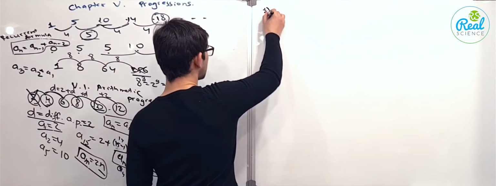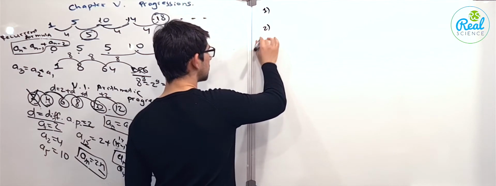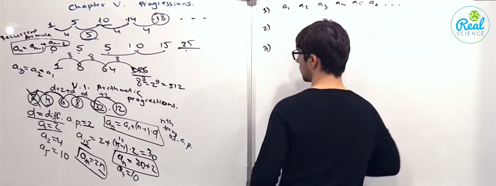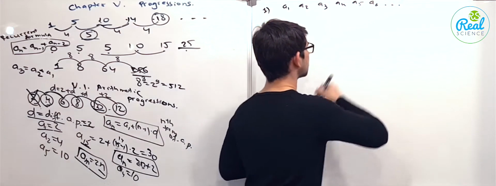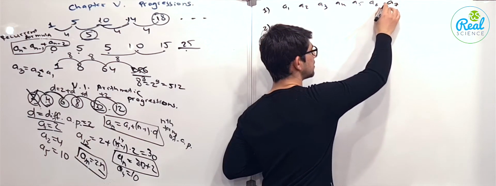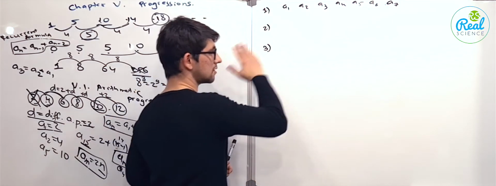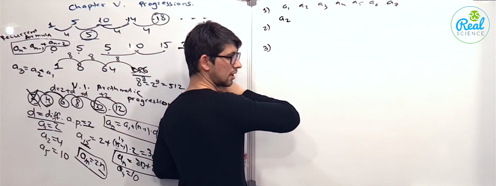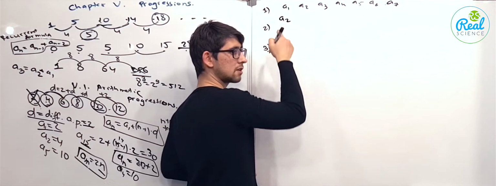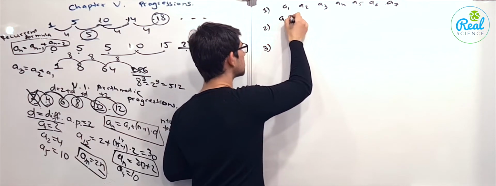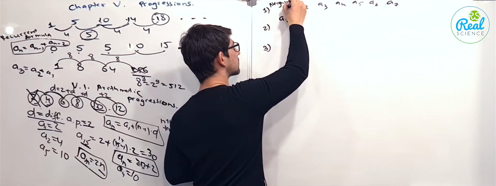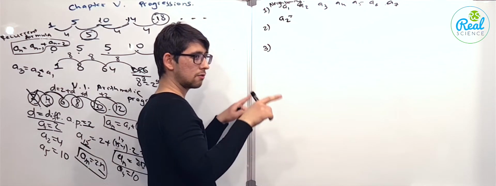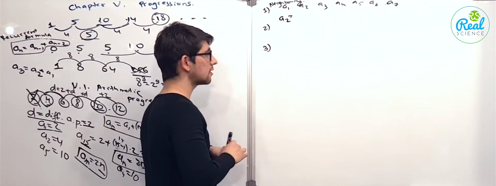What are the properties? We have 3 properties for arithmetic progression. Let's say A1, A2, A3, A4, A5, A6, etc. They are creating an arithmetic progression series, okay? So the first property says, starting from the second term, the arithmetic mean of neighboring terms is equal to that term, okay? Neighboring ones. So it's called the neighboring property.